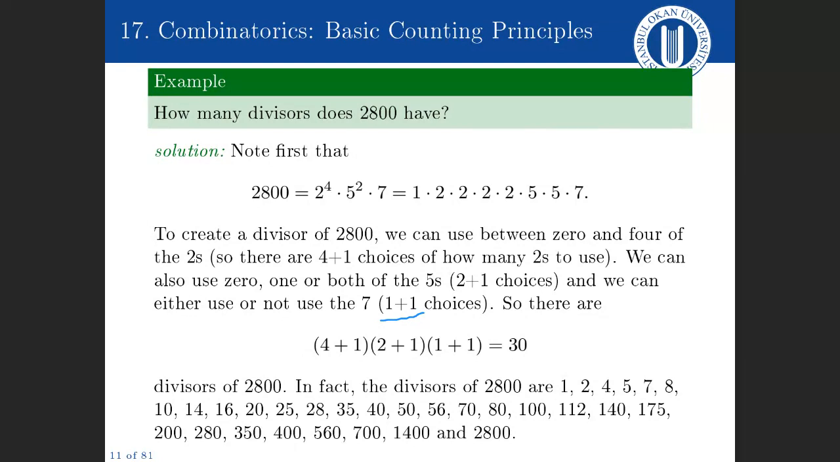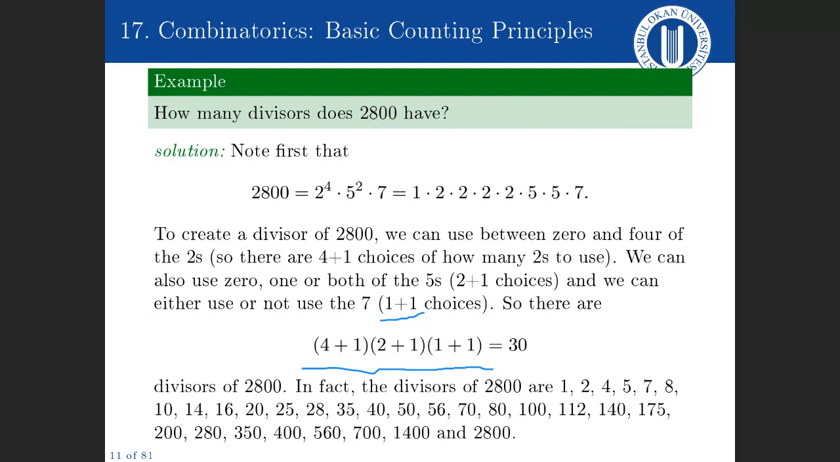And these are all independent. How many 2's we choose doesn't affect how many 5's we choose, and that doesn't affect how many 7's we choose. So there's going to be 5 multiplied by 3 multiplied by 2, or 30 different choices of numbers that we use to create a divisor. So that means there's 30 different divisors of 2,800.